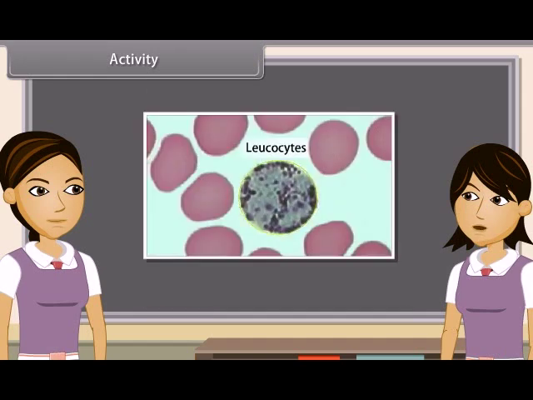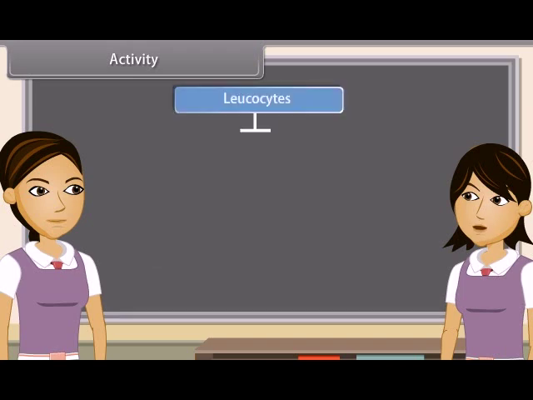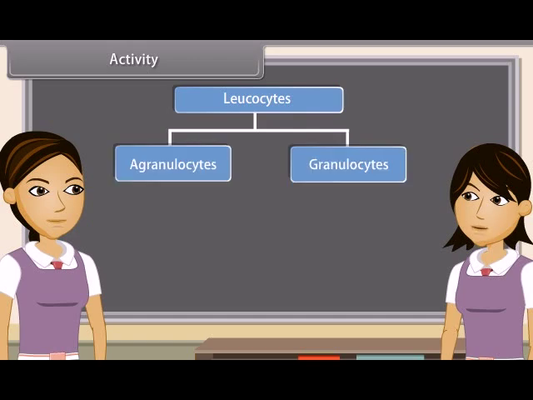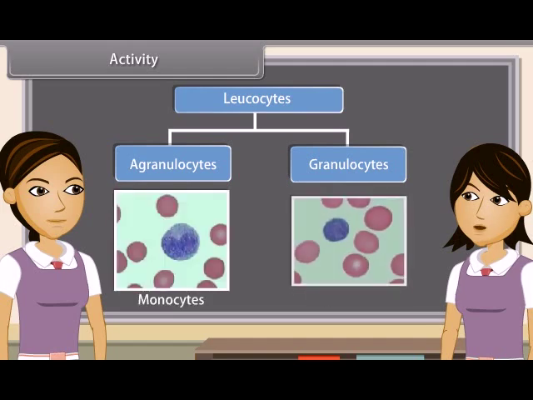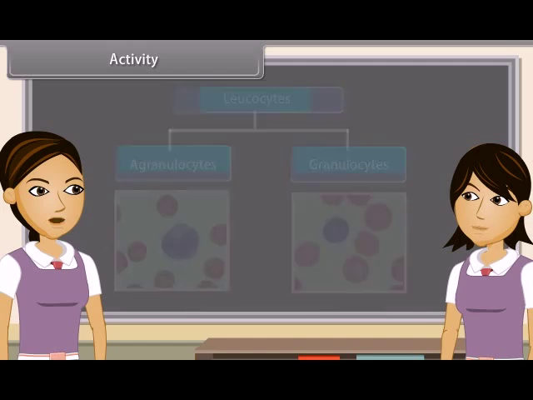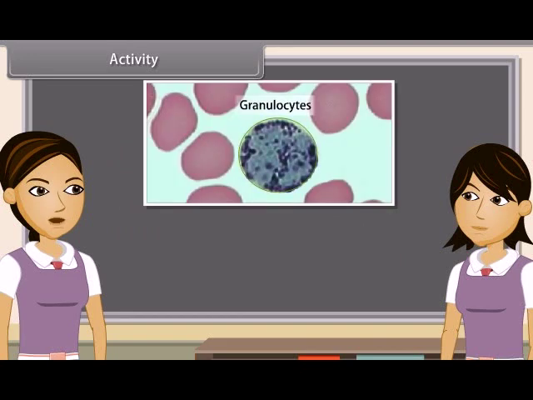Leukocytes are amoeboid, nucleated, and whitish. They are larger in size but less in number. They are of 2 types: agranulocytes, without granules and with a non-lobed nucleus. These are of 2 types, monocytes and lymphocytes.